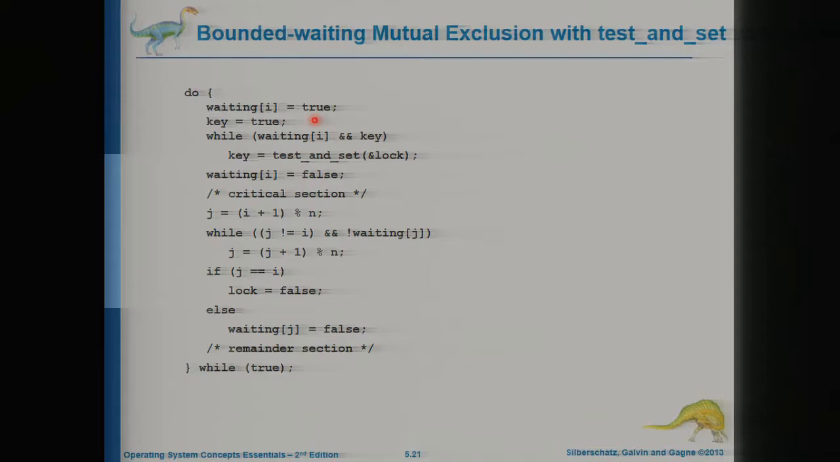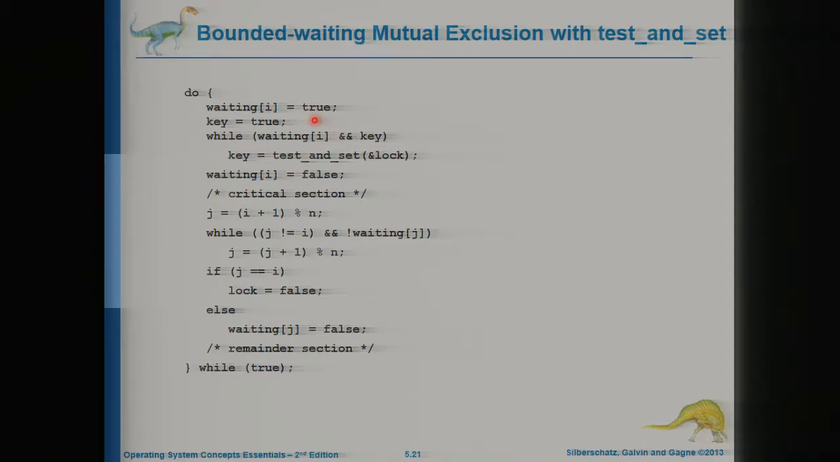When it becomes false, this condition becomes false. When this condition becomes false, we will come to the next statement. What is the next statement? waiting[i] is equal to false. So waiting[2] was true, and waiting[2] will become false. Why? Because it is going to enter the critical section.